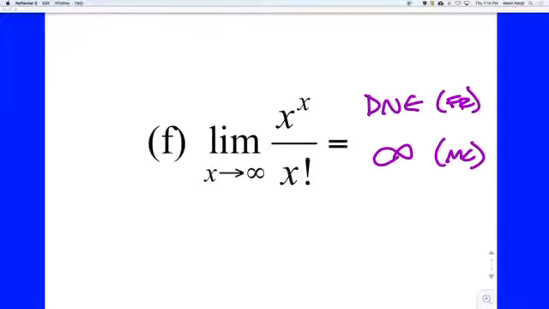It doesn't exist because it increases without bound. Because now the top grows faster than the bottom, and we don't really even have to check the sign because x is going to positive infinity. Everything's positive, right?